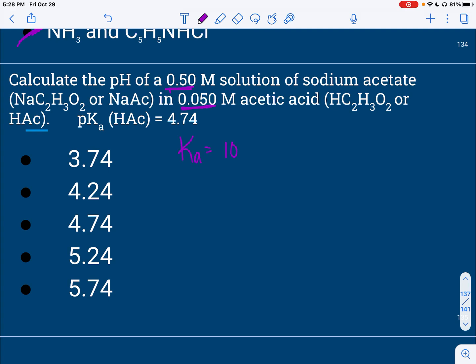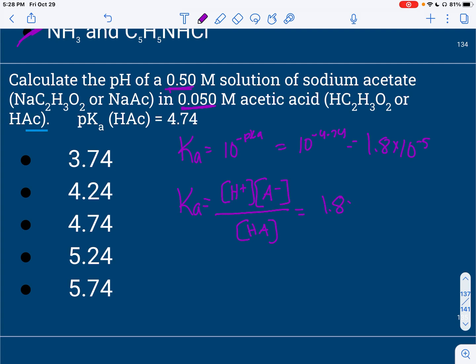So the Ka is going to be equal to 10 to the negative pKa, 10 to the negative 4.74. So that comes out to be 1.8 times 10 to the negative 5. We're going to set that. So our Ka expression is going to be H plus times the conjugate base, so it will be acetate, I'm just going to put A minus, over our weak acid.